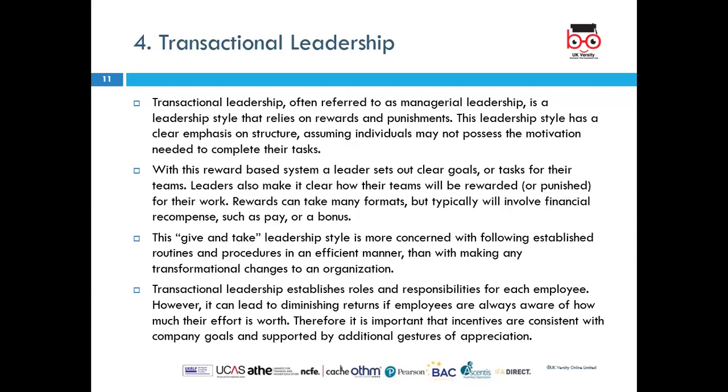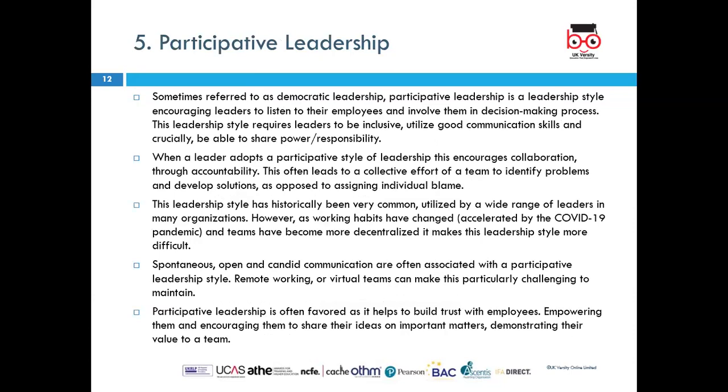But then again, if you've put in tremendous effort in something, and you're not rewarded for that, that again demoralizes you. So at times, a transactional leadership style can also work. And then the fifth one is participative leadership. This is a democratic leadership, where it encourages leaders to listen to their employees and involve them in decision making.